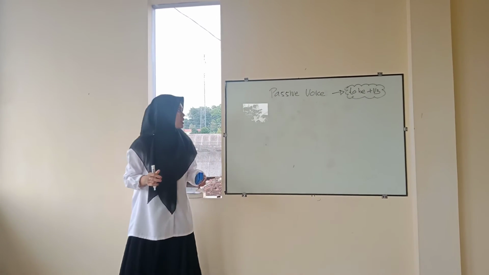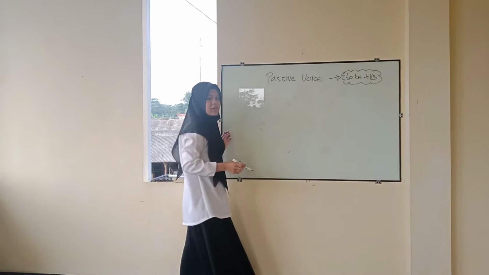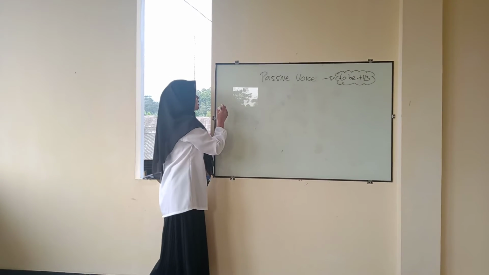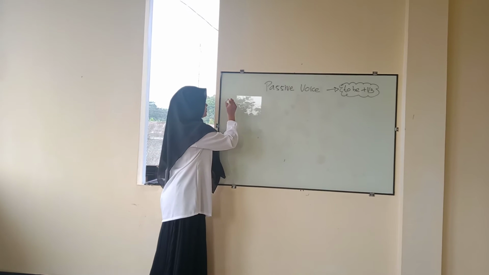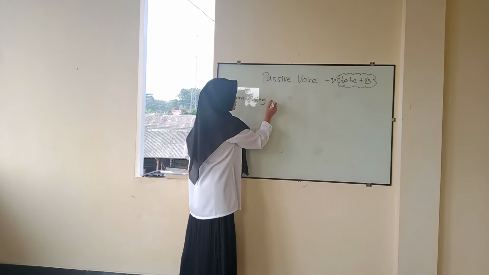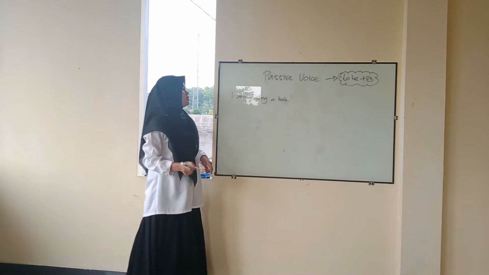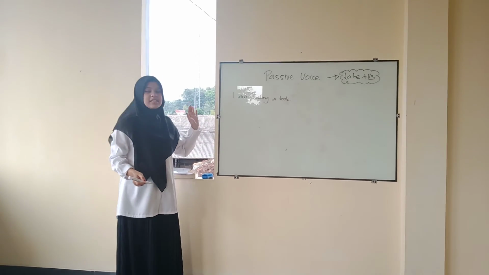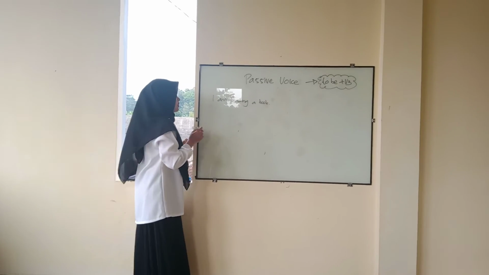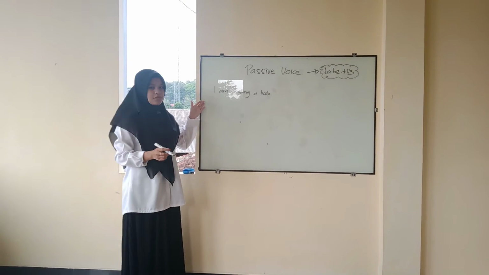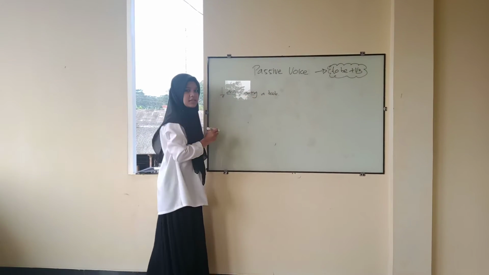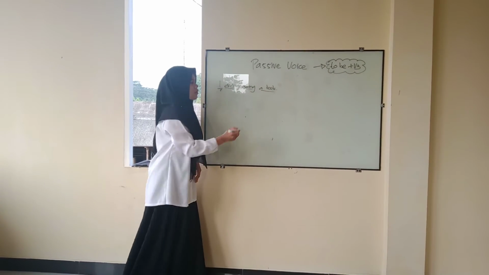Just remember the formula for passive voice: to be plus verb 3. You must remember the to be and all of the verb 3. Now I have a sentence. I am reading a book. What is the tense? Present continuous. Yes, you are right. So we will change this active voice to passive voice. I is the subject, reading the predicate, book the object.